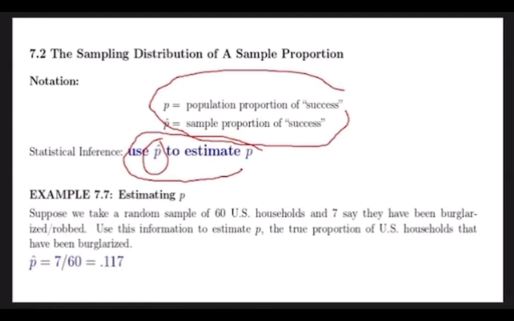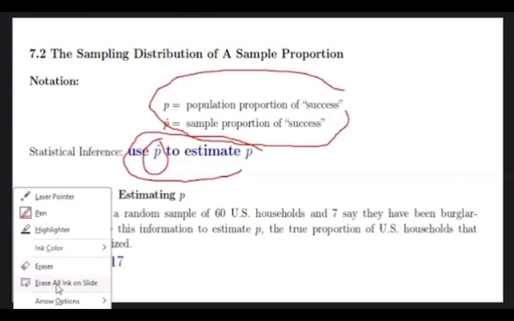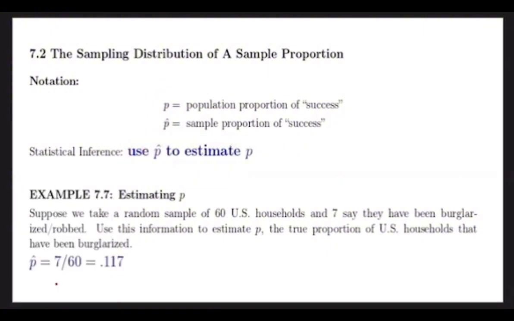Suppose we take a random sample of 60 US households and 7 say they've been burglarized, robbed. Use this information to estimate P, the true proportion of US households that have been burglarized. We normally talk about proportion when the interest is on certain characteristics in the population, which is more or less categorical. Right now, we want to know how many Americans have been burglarized, but we don't have access to the whole population. So we choose a sample size of 60, and we ask them a yes or no question. Have you been burglarized? Yes. Have you been burglarized? No, no, no. Yes, yes. I count the number of yes. The number of yes is the number of successes, and that will be 7 over 60, which is 0.117.